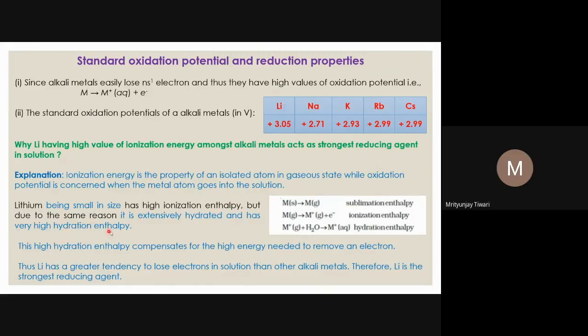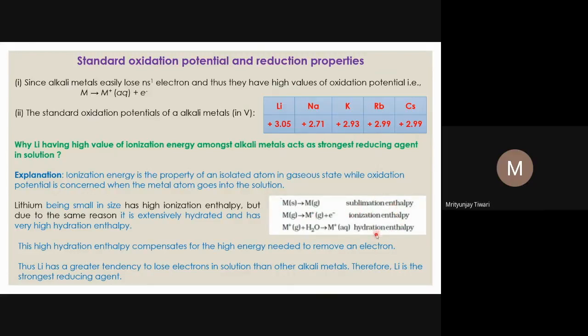So lithium, being smallest in size, has high ionization enthalpy, but due to the same reason, it is extensively hydrated and has very high hydration enthalpy. So that is what we see. The metal solid becomes metal gaseous. This is how the ionization enthalpy is defined: metal gaseous to M plus gaseous and electrons. So up to here, the value we get is the ionization enthalpy.